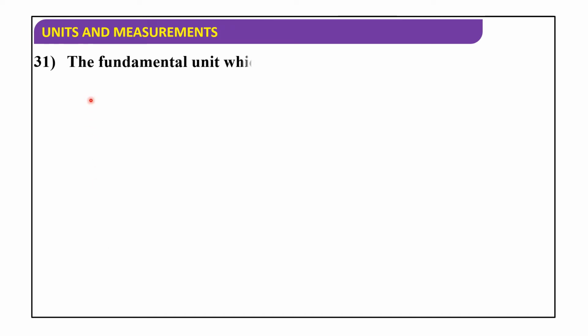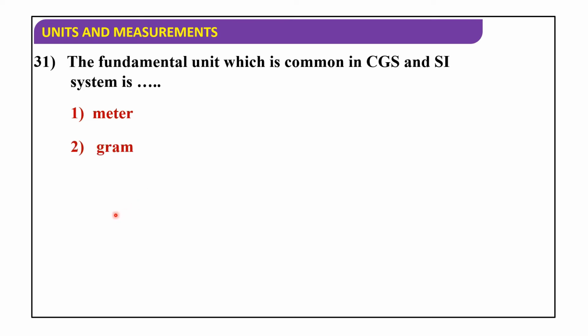Next, the fundamental unit which is common in CGS and SI system is meter, gram, second, all the above. So the fundamental unit which is common in CGS and SI system is second. This is the unit for time. The unit of time in both the CGS system and the SI system is second.